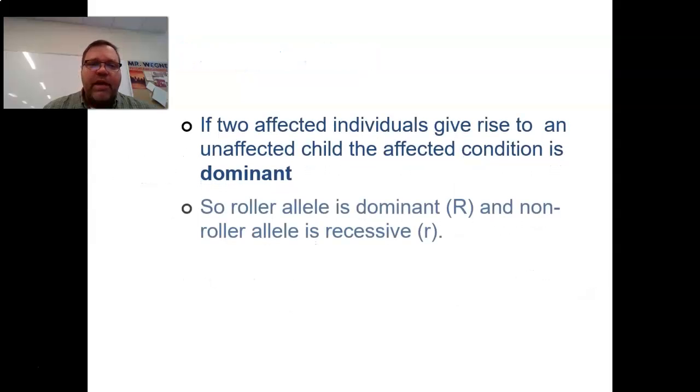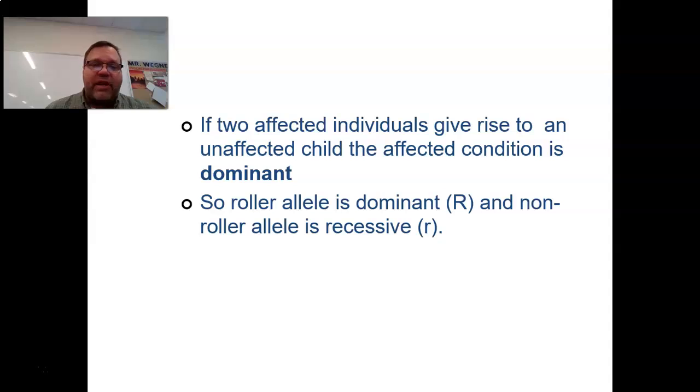Here's what we do. If we have 2 affected individuals that give rise to an unaffected child, then the trait is dominant. So if I got 2 people that have it, and the child doesn't, it has to be a capital letter, it has to be dominant. So the roller allele is dominant. Capital R means that you're affected, or you have this ability to roll your tongue.